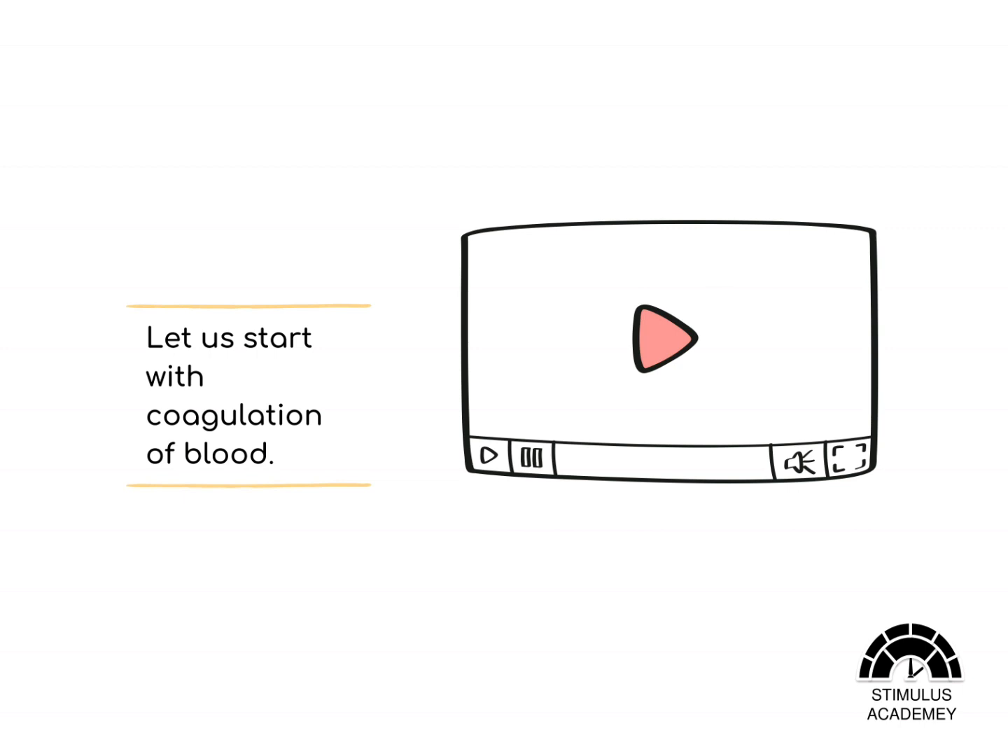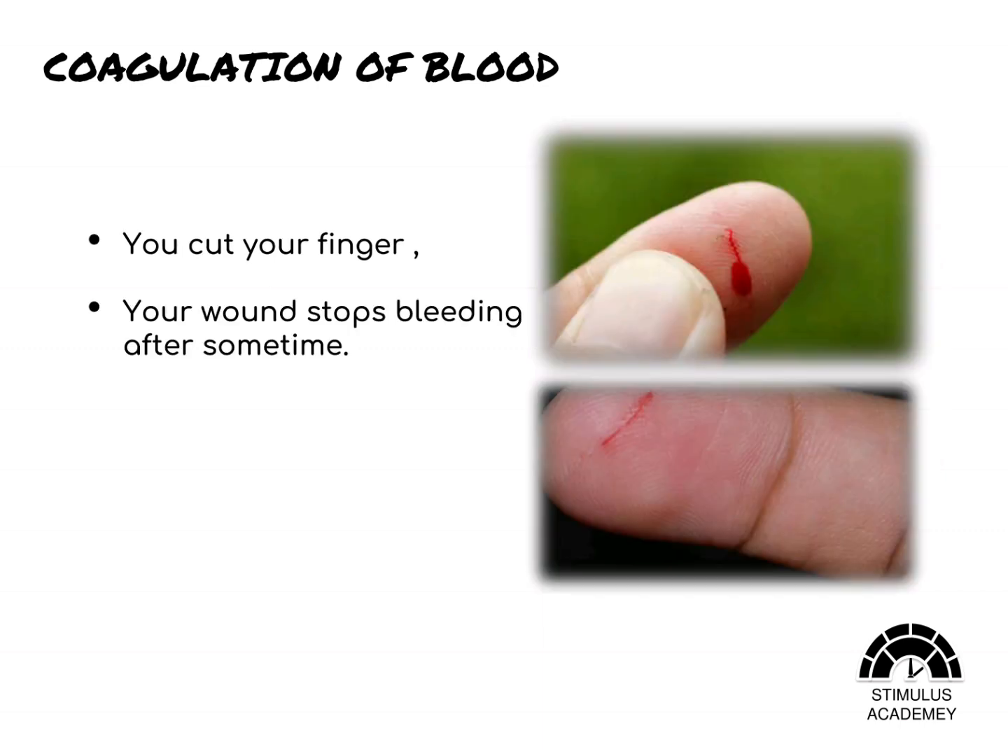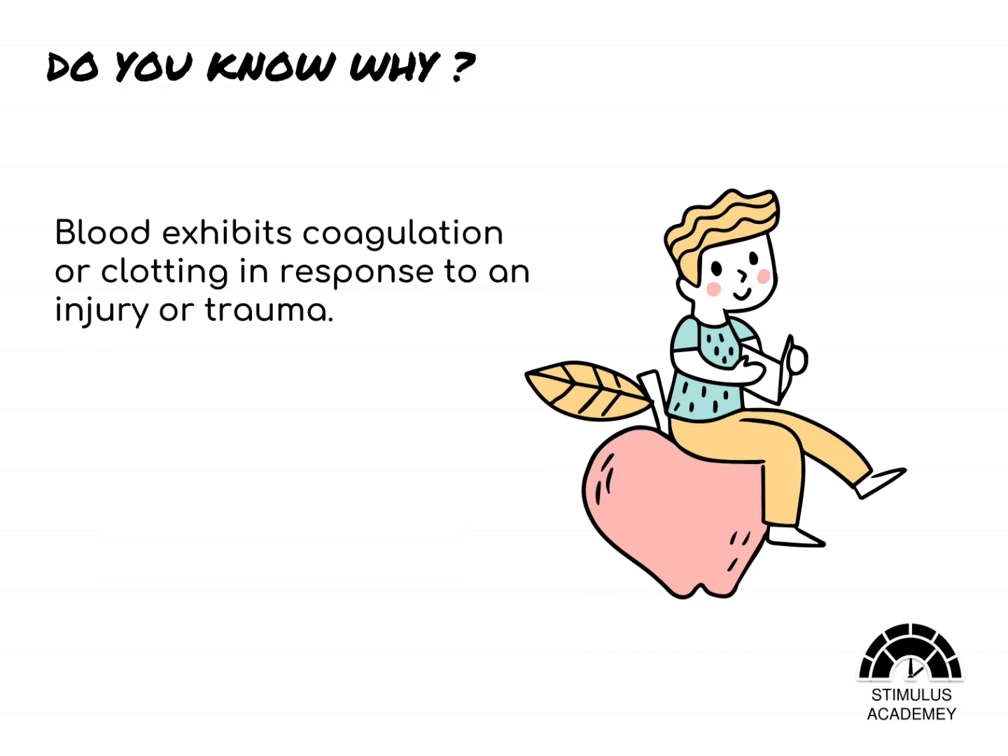Now let us start with coagulation of blood. You know that when you cut your finger or hurt yourself, your wound does not continue to bleed for a long time. Usually, the blood stops flowing after some time. And do you know why? Yes, you are right. Blood exhibits coagulation or clotting in response to an injury or trauma.